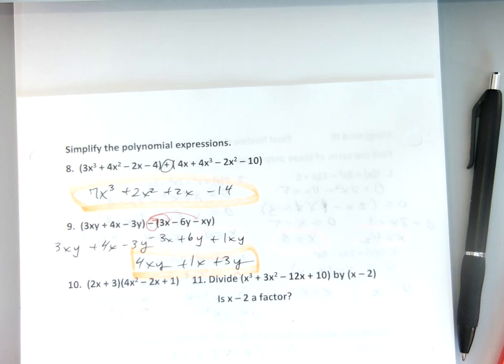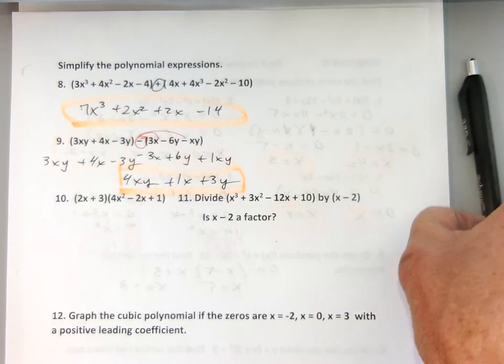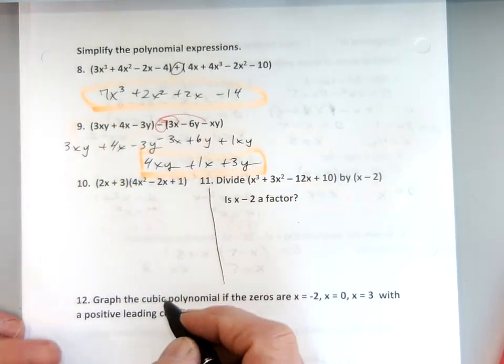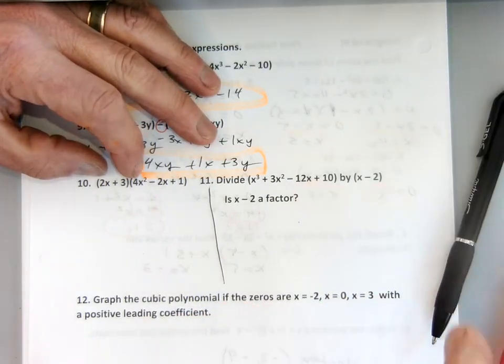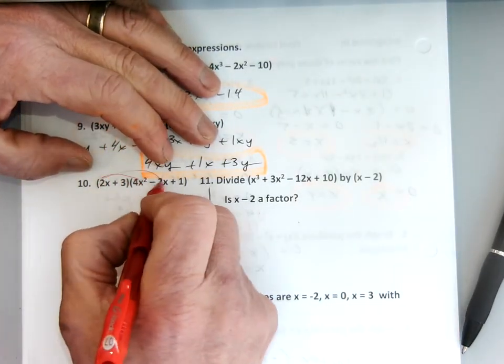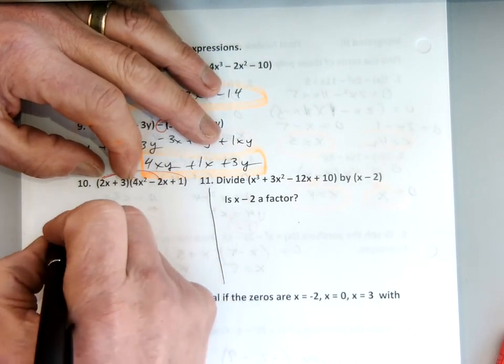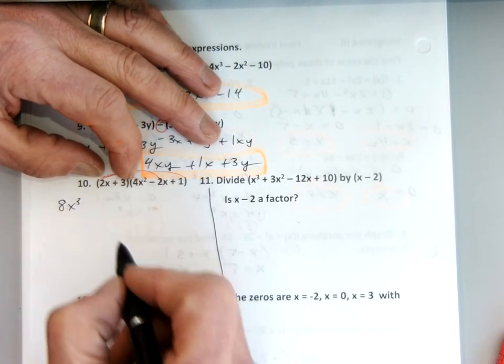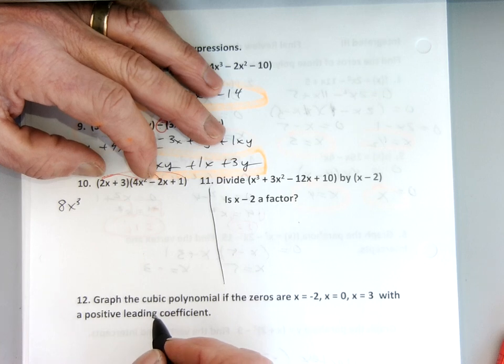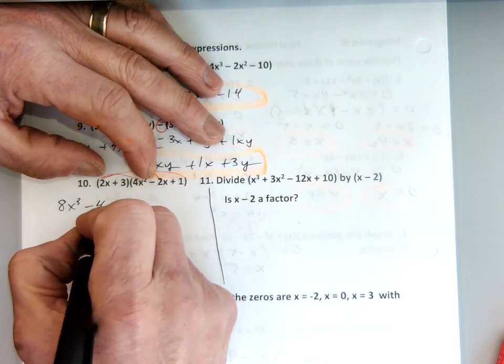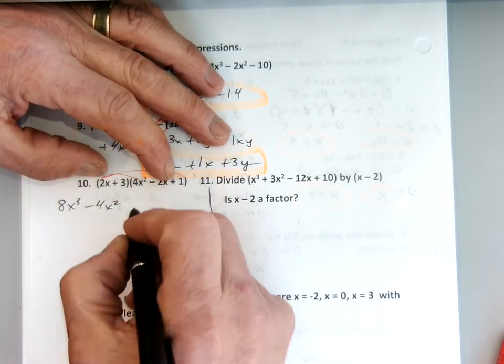Finis. Okay, 10. Oh, it's just a big FOIL problem. I can do that. So here we go. I'm just going to multiply that times that, that times that, that times that. So 2x times 4x squared is an 8x cubed. 2x times 2x, but negative, is a negative 4x squared. 2x times 1 is a positive 2x.